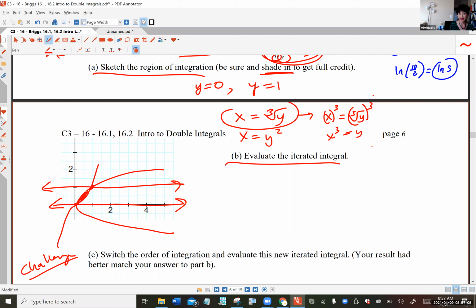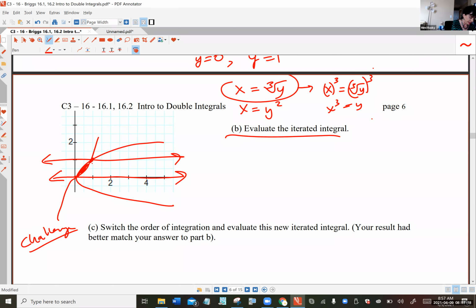And that is it. That is your area right there. Oh my goodness, that's so skinny. It's unbelievable. So that's how you do that. So now this intersection point is at the point (1, 1), and then the other intersection point is (0, 0). So that's good to know.